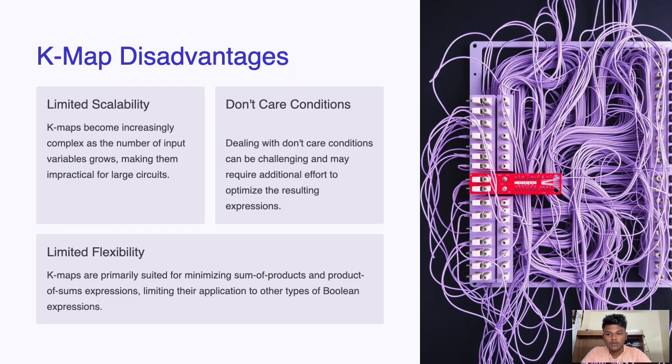K-map disadvantages. Limited scalability: K-maps become complex as the number of input variables grows, making them impractical for large circuits. Don't care conditions: dealing with don't care conditions can be challenging and may require additional effort to optimize the resulting expression. Limited flexibility: K-maps are primarily suited for minimizing sum of products and product of sums expressions, limiting their application to other types of Boolean expressions.